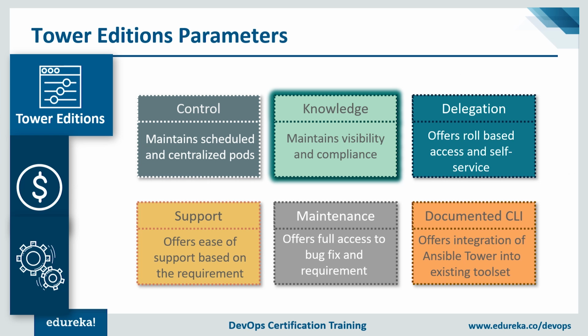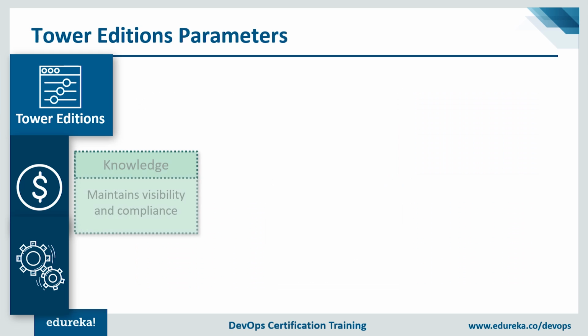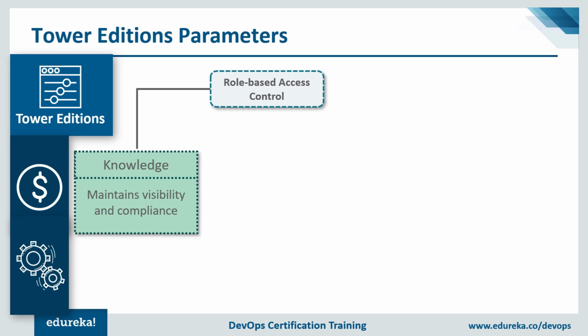Now moving on to the next category, that is knowledge. In this category, we are going to talk about how Tower provides various capabilities to ensure clear visibility and compliance of the work that is done on the dashboard. The knowledge category includes features such as role-based access control, where you can easily control who runs what task and on what inventory.